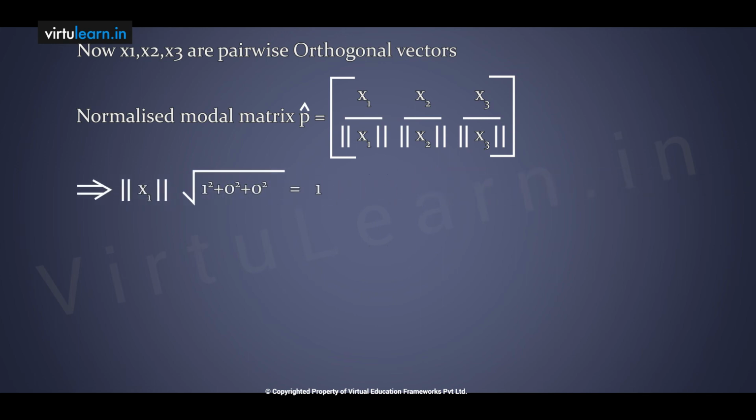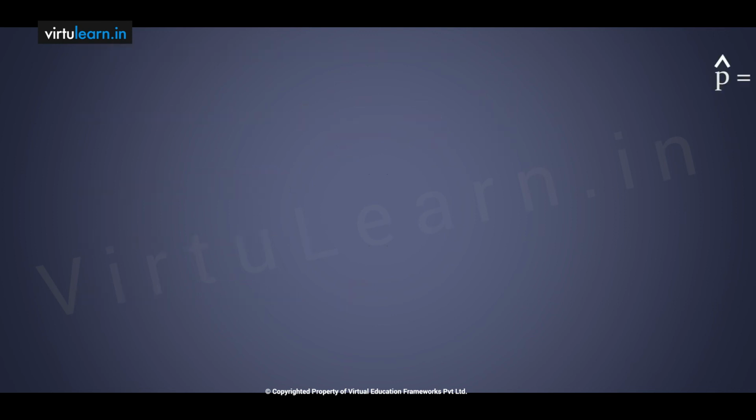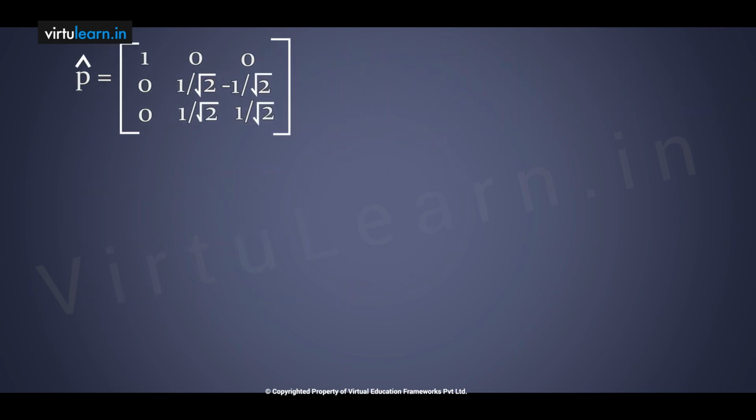Norm x1 is root of 1 square plus 0 square plus 0 square, which is 1. Similarly, norm x2 equal to root 2 and norm x3 equal to root 2. Now I am constructing P cap. First row 1, 0, 0; second row 0, 1 by root 2, minus 1 by root 2; third row 0, 1 by root 2, plus 1 by root 2.